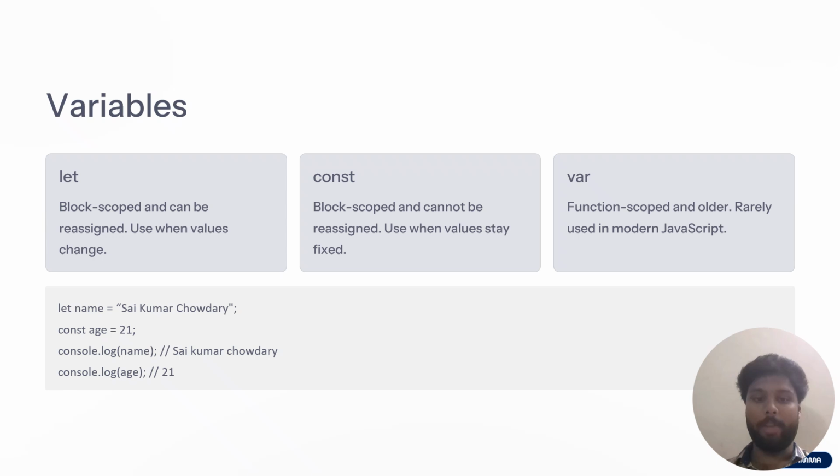Coming to variables. Variables are used to store data in JavaScript. JavaScript has three main ways to declare variables: let, const, and var. Let is used when the value can change later. Const is used when the value should stay fixed. Var is an older method rarely used today. For example, I am storing name using let and age using const. The value of the name can change, but the age cannot be reassigned.